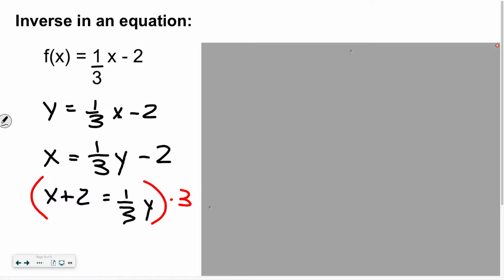And I'm just going to put the whole equation in parentheses and say multiply by 3. You have to be really careful here. On this side with the x plus 2, that 3 goes to both terms, right? It distributes to the 1/3 y, it distributes to the 2, it distributes to the x. So we're going to get y equals 3x plus 6. And I'll move this up so you can see it a little better.